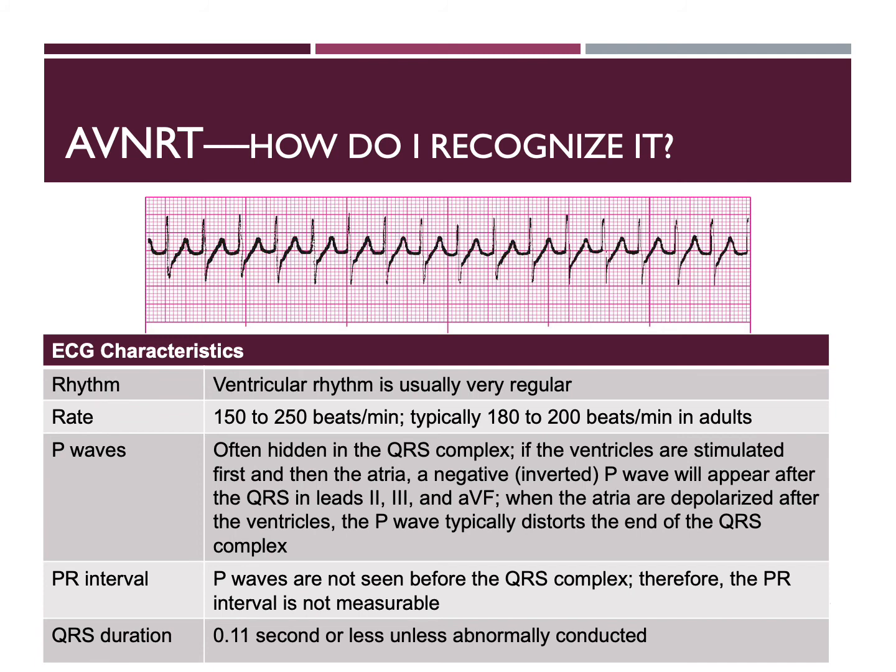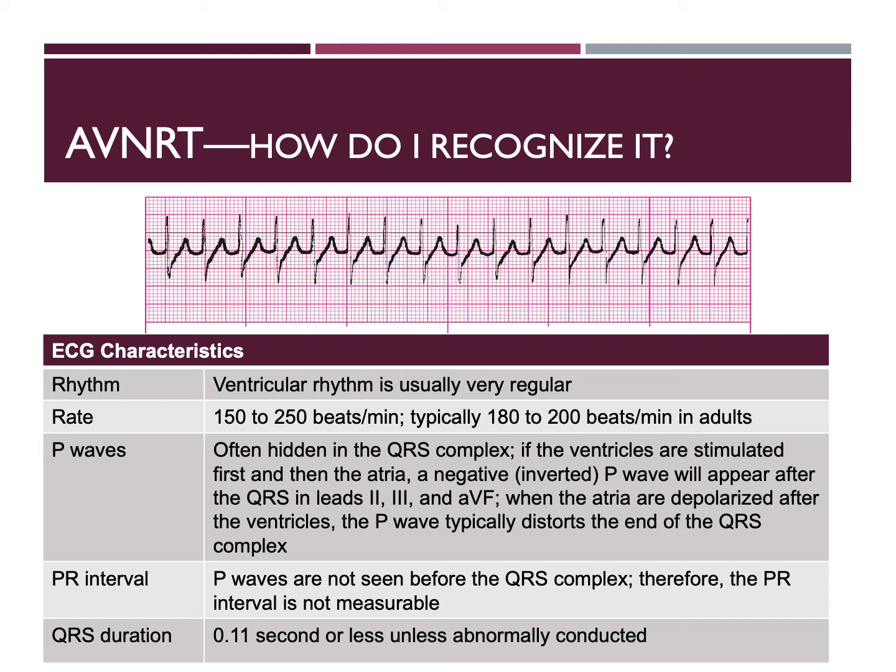So how do we recognize AVNRT? First, the ventricular rhythm is usually very regular. Our rate, we're still in our tachycardia, is going to be high. And for this one specifically, we're going to see about 150 to 250 beats per minute. Typically, you're going to see it fall between 180 and 200 for most adults.